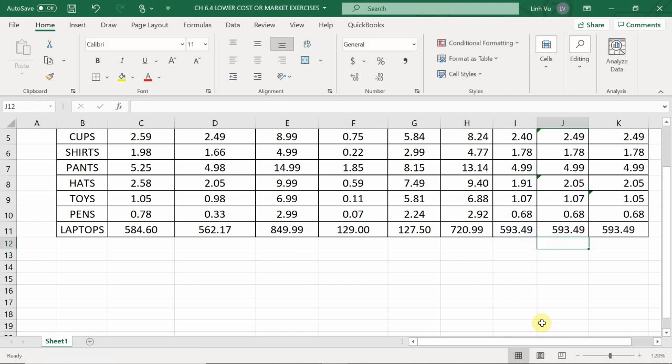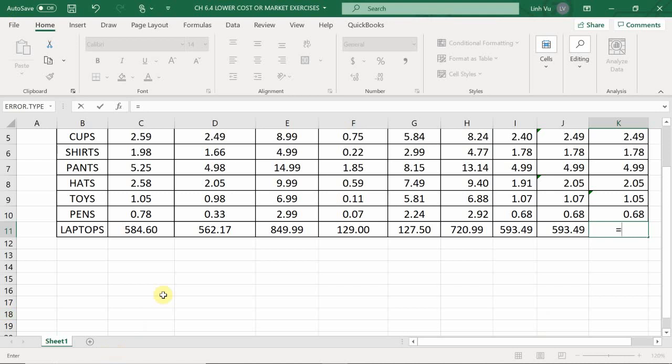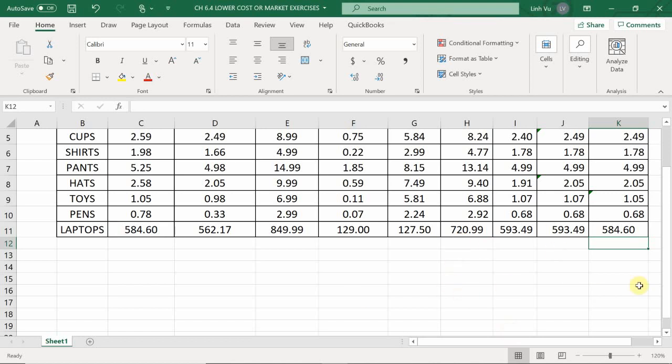$593. And last but not least, let's compare. Which one's lower, $593 or your original cost of $584? $584, right? In this case, my laptop, I purchased it at a low price. Okay. And I think it just changed my answers just there, no? Let's see. Lower is $1.05. Lower is 68 cents. And lower, okay, good.